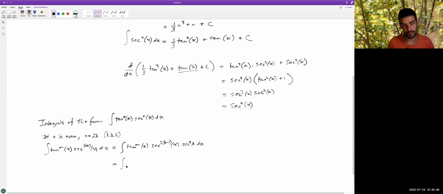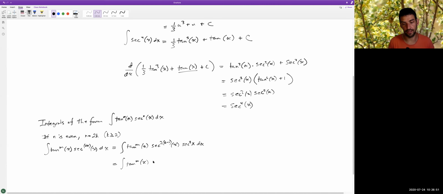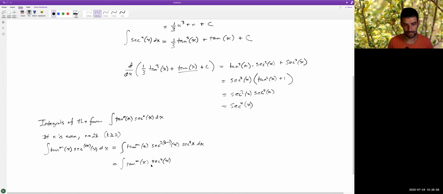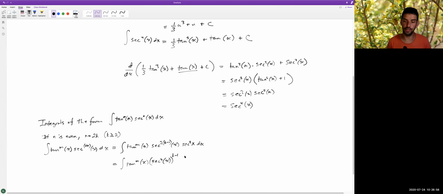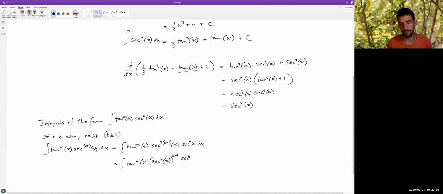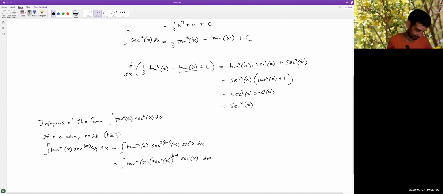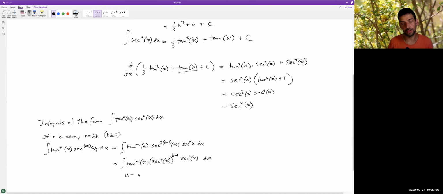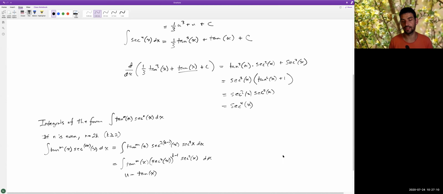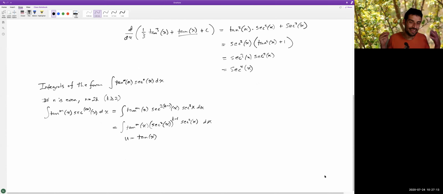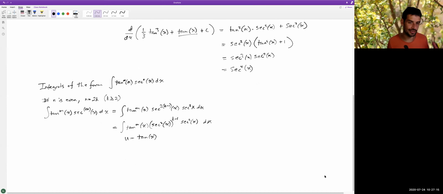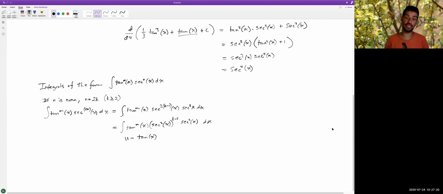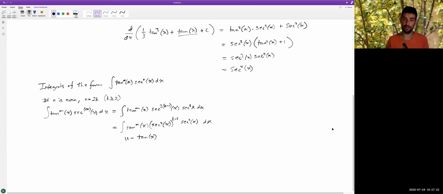And I can rewrite this as tangent to the mth power of x, the secant squared x to the k minus 1 secant squared x dx. And then we'll use u equals tangent of x. Okay? So again, there's a lot of this notation with all this indexing and keeping track of powers, but really it just means if you've got an even power of secant, peel 2 of them away.